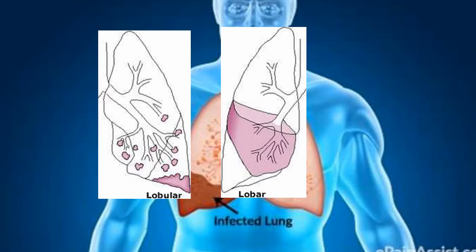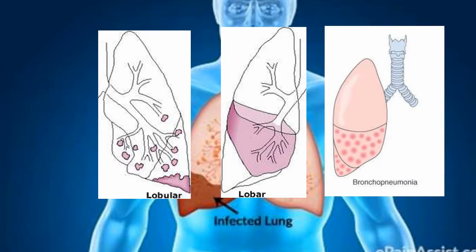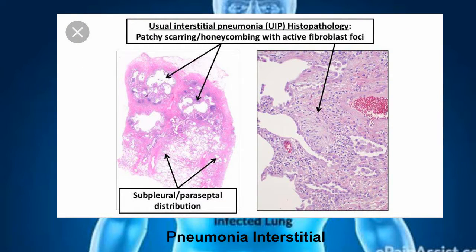Bronchopneumonia, which affects the bronchi and adjacent alveoli. Lastly, interstitial pneumonia, where the inflammation affects the interstitial tissue, mainly the alveolar walls.